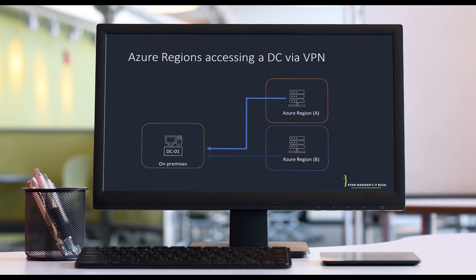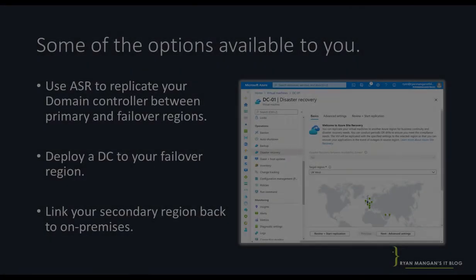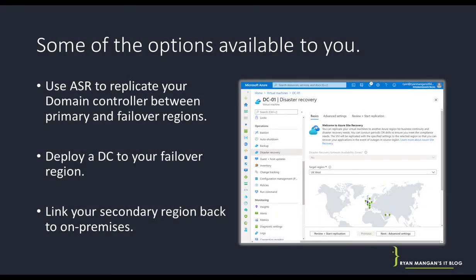So some of the options available to you. Use ASR replication for your domain controllers between the primary and failover regions. As you saw in the demonstration I previously showed, where we basically took a domain controller, we enabled disaster recovery and failed it over to the second region from UK South to UK West. And then we were able to fail over the session hosts and connect and access Windows Virtual Desktop.